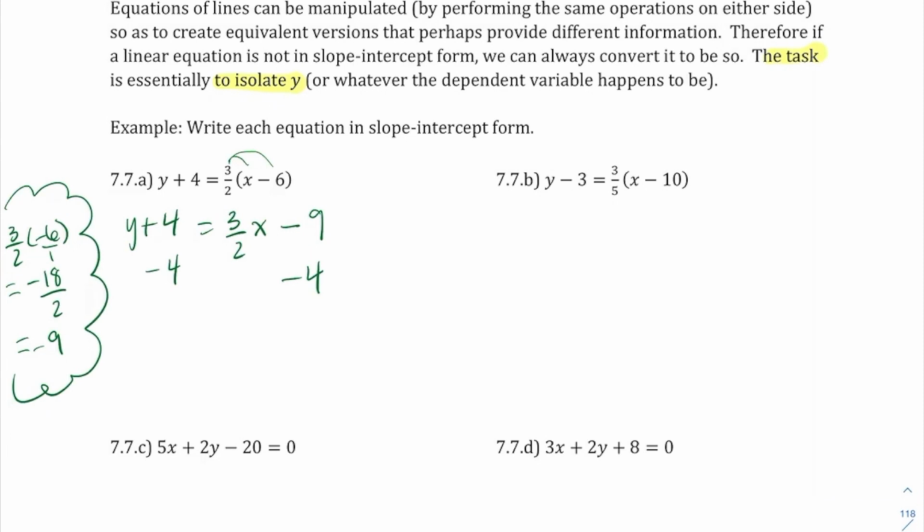And then the last step is simply to get y on its own. We can see that y is almost on its own here. It just has that pesky positive 4 next to it that we're going to remove by using the opposite operation, which gives us a final answer of 3 halves x minus 13. Voila, it's a final answer.